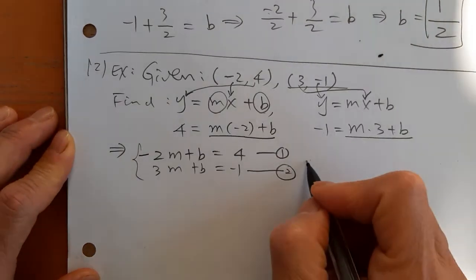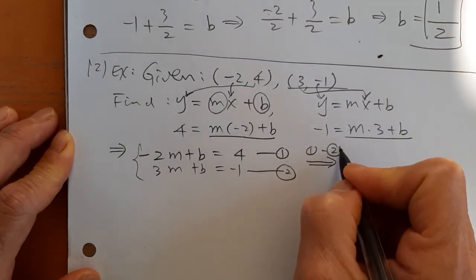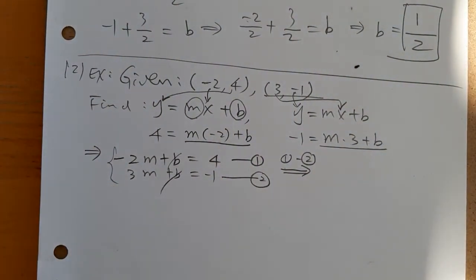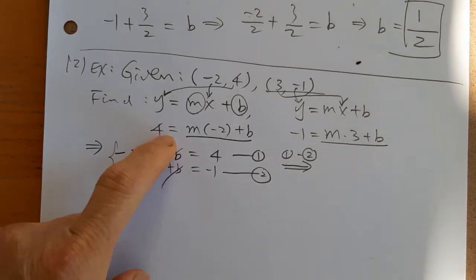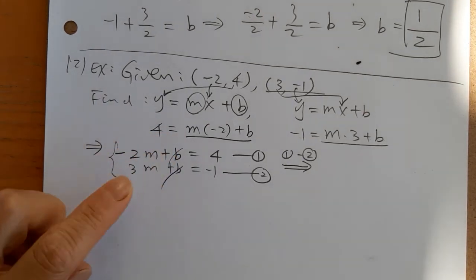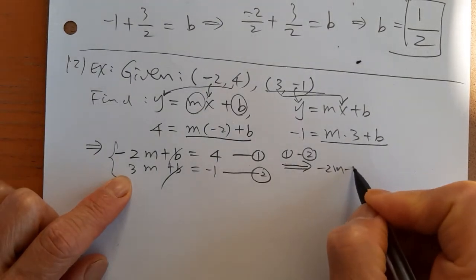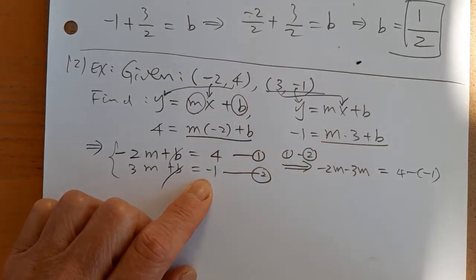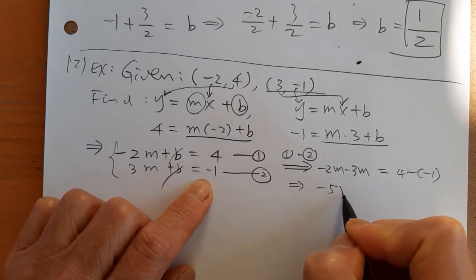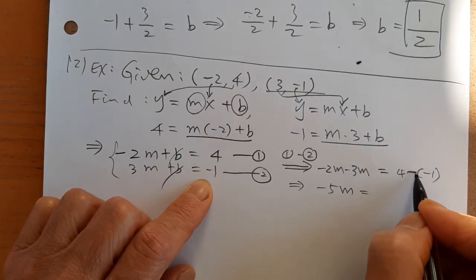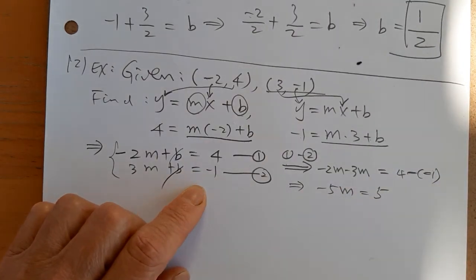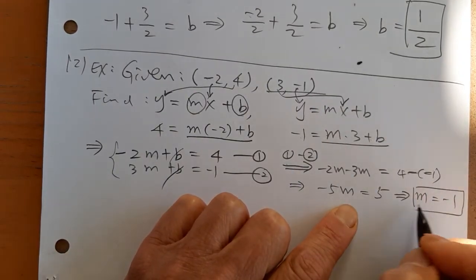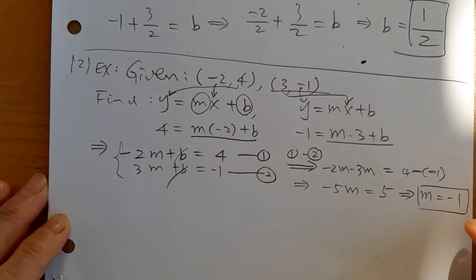Then you do subtraction, first equation minus second equation, because b minus b is 0, it cancels. -2m minus 3m equals 4 minus -1. And this gives -5m equals 4 minus negative becomes plus, equals 5. Divide by -5 on both sides, so m equals -1. That's the first one. M equals -1.